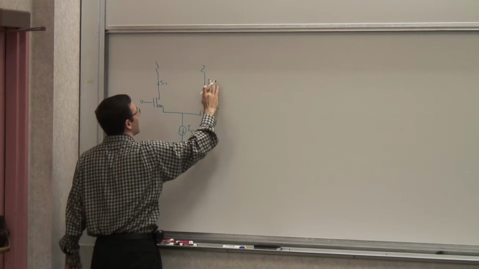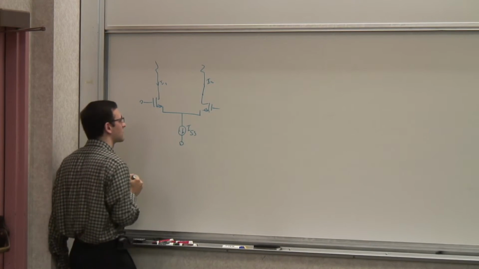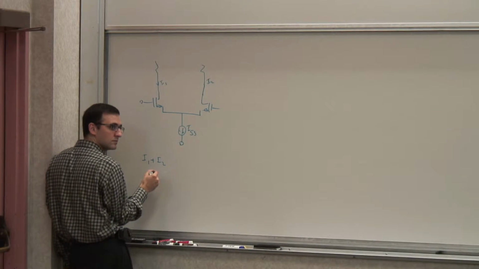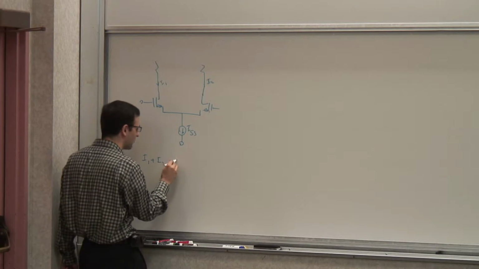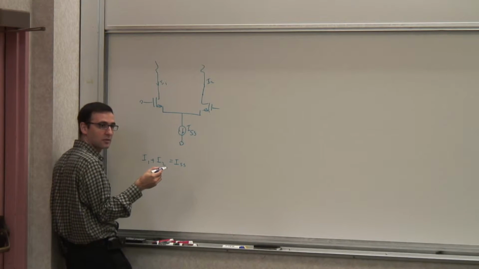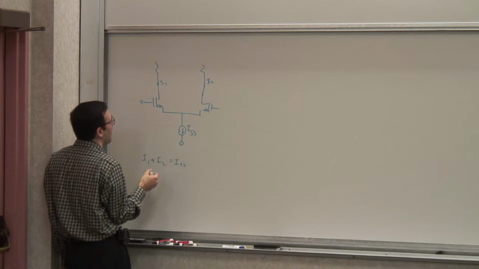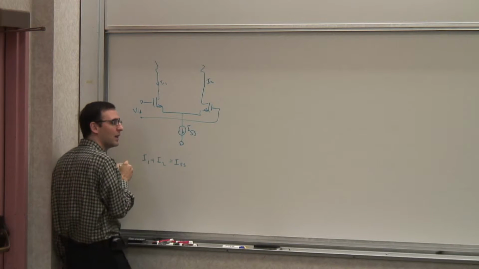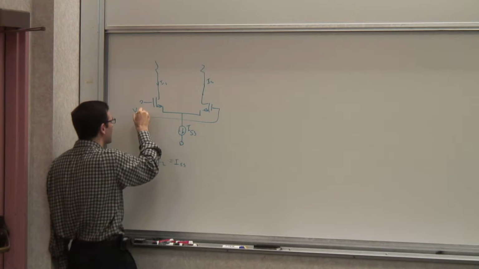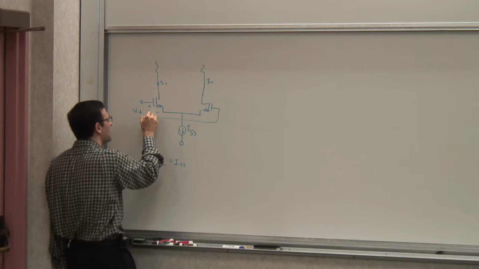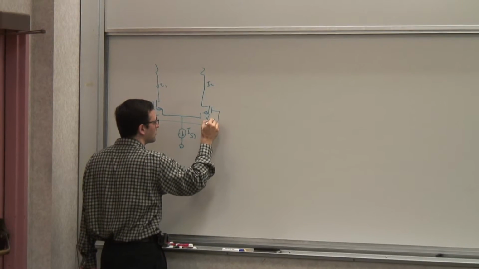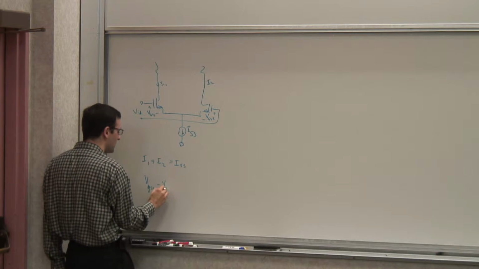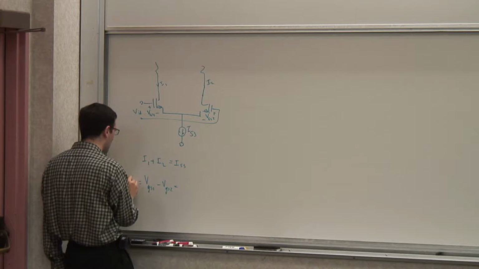Well, let's call this I1 and I2. Now, what can I say about the sum of I1 and I2? It's exactly equal to ISS because I don't have the alpha factor here. I don't have a gate for it. Right? Now, the other thing that I need to do is, if I have an input differential voltage VID, I have to basically write the KVL around it. So this one is VGS1, and this one is VGS2, right? So I know VGS1 minus VGS2 is VID.